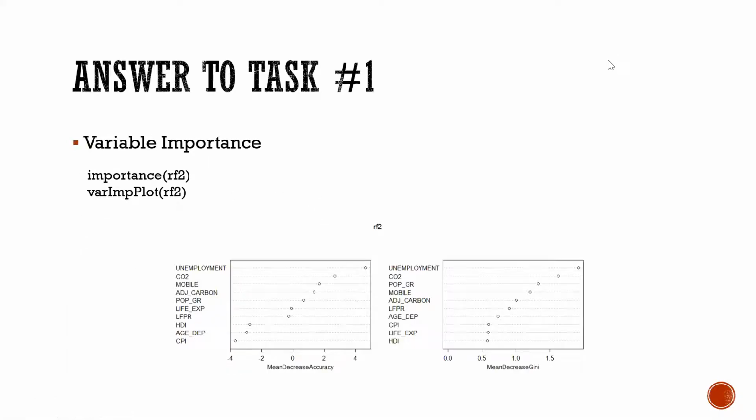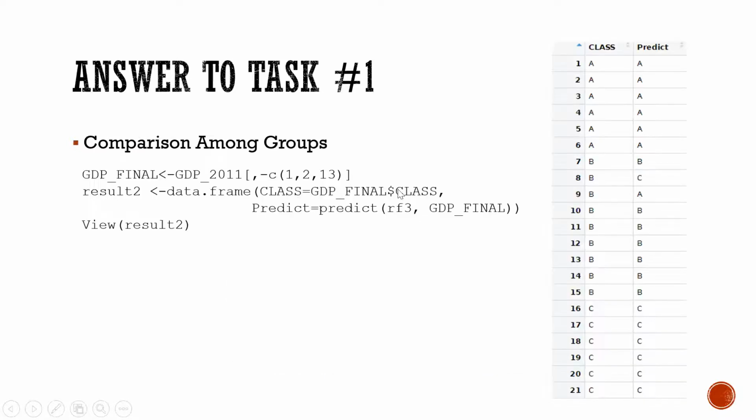And these are some descriptives for the variable importance and the Gini coefficient. The higher the Gini coefficient, the more important that variable is in the prediction. So we have here HDI, life expectancy, CPI, and so on.